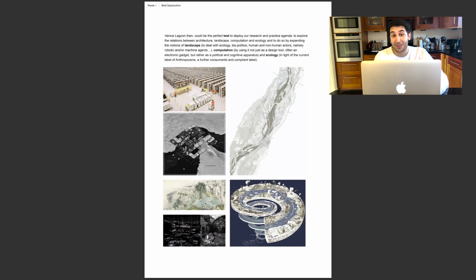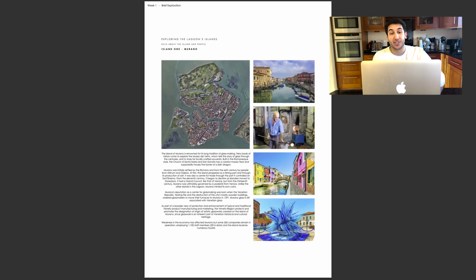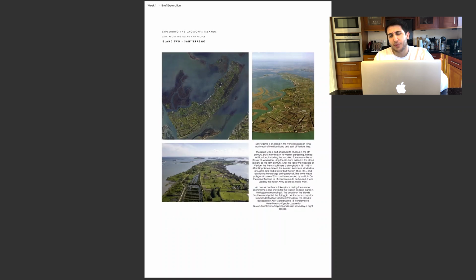And yeah, I wanted to do some preliminary research on as many of the islands as I can in the Venice Lagoon. So first of all, we've got Murano, and then seeing what's happening on the island, who are the people on the island, what are they doing, what are they interested in, what are the current architectural forms on the island, and if it's something of interest to me later on, then I can come back to it.